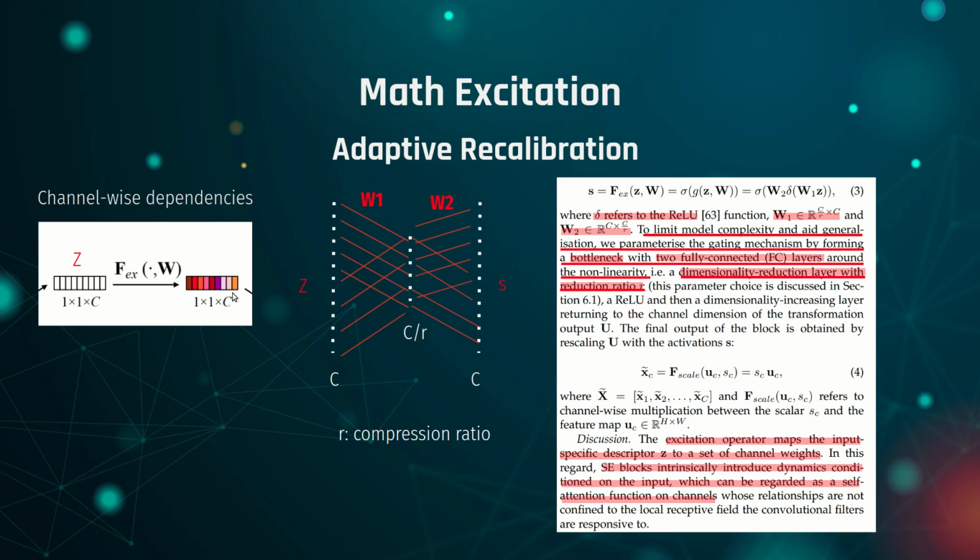From the outside, nothing changed. The dimension is still the same. But inside this excitation operation there are two fully connected layers with a compression between them. So here is the magic that captures this channel-wise dependency. Those weights you can learn. This is exactly what we're trying to do during training. We're trying to learn the weight representation, and those weights are telling you the dependencies of the different channels.